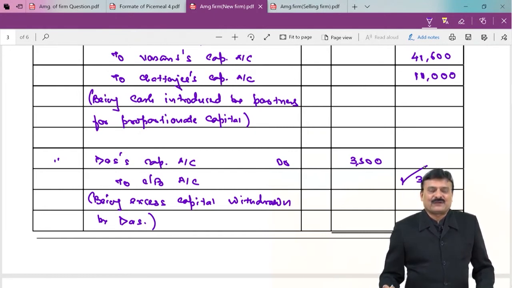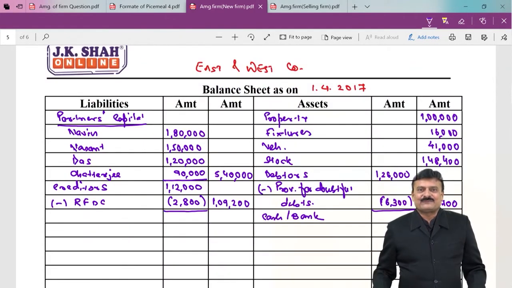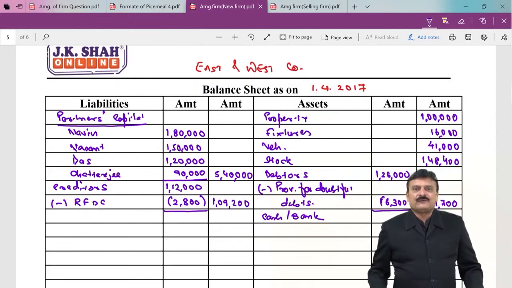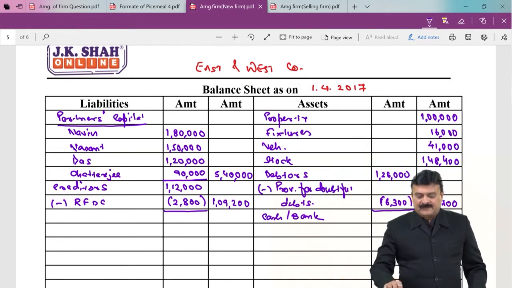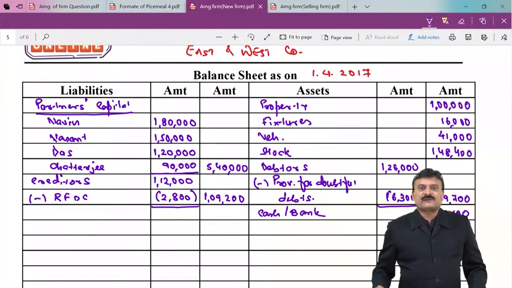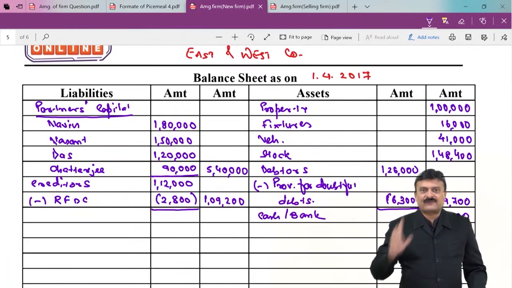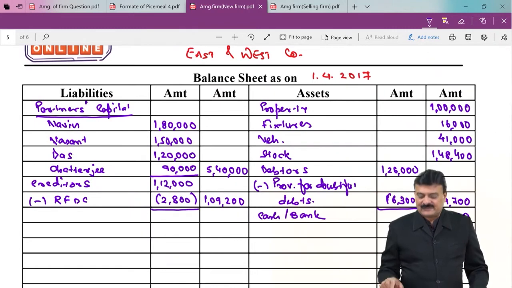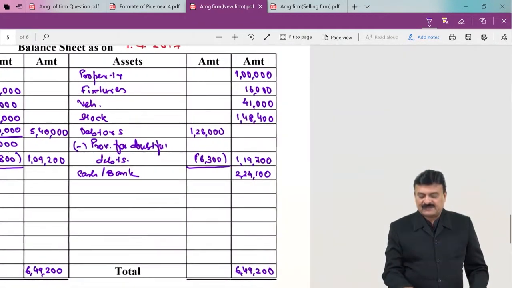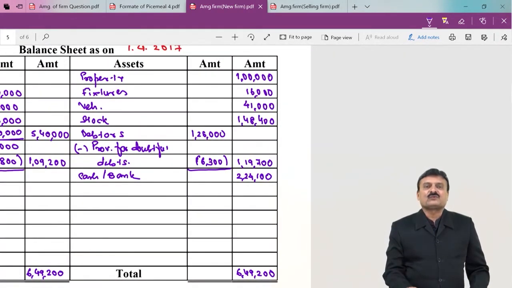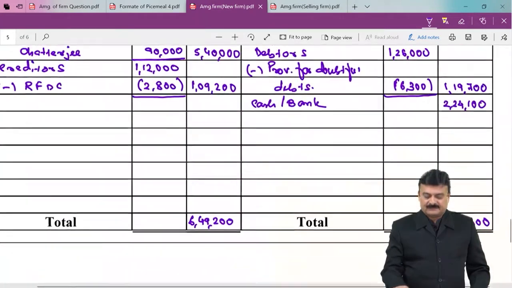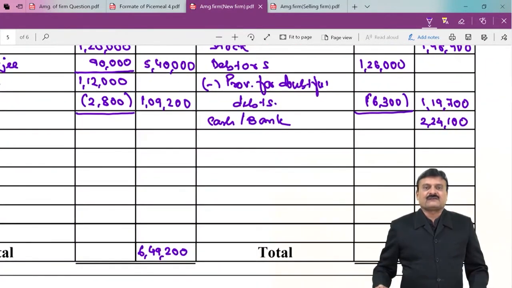Come on, prepare balance sheet on your own. Try out, it must tally. Come on, try. Look at the balance sheet. Liability side, new capitals. Creditors minus reserve for discount on creditors. Asset side, all assets coming from your first entry as I said. And the last one, cash and bank, making plus minus. Your cash balance comes to 224,100. Your balance sheet tally is at 649,200.